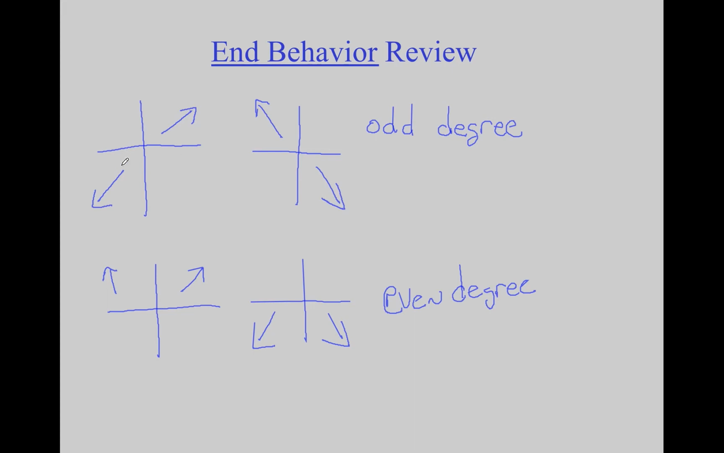When you have this one, your leading coefficient is positive. This one here, your leading coefficient is negative. This one here, your leading coefficient is positive. This one, your leading coefficient is negative. So let's do an example.